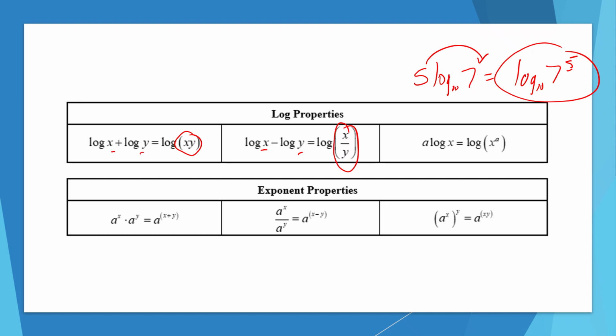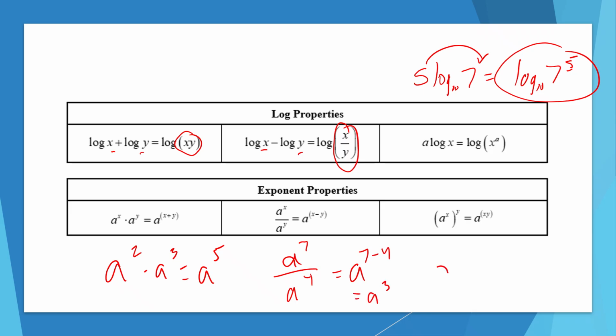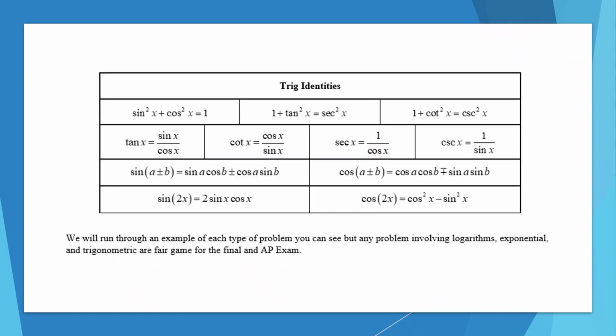Same thing with exponents, right? A squared times a cubed equals a to the 5th, 2 plus 3. Likewise, a to the 7th over a to the 4th equals a to the power of 7 minus 4, or a cubed. But then if you have a cubed to the power of 10, this is going to be a to the 30th power. You multiply when you're raising something to another power like that.